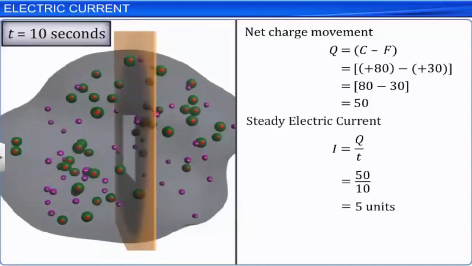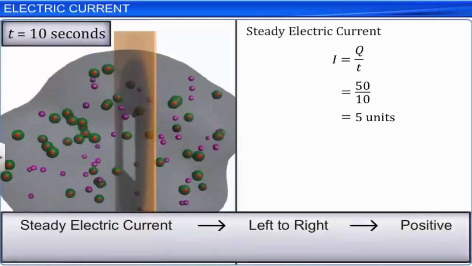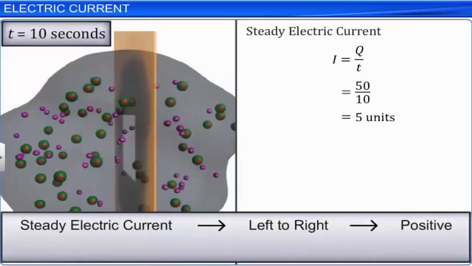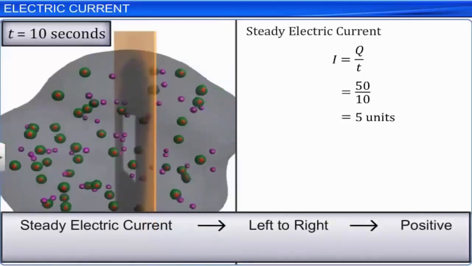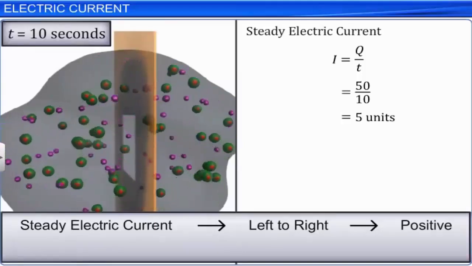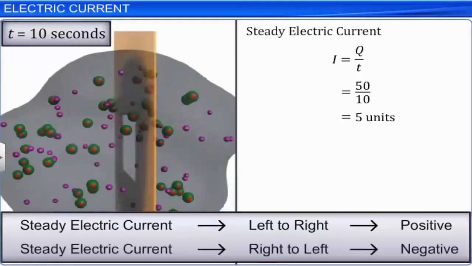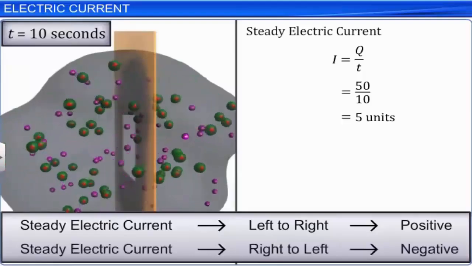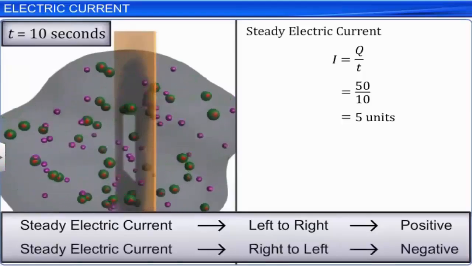A steady current is positive when it moves in the forward direction, that is, from left to right, and negative when it moves in the backward direction, that is, from right to left.